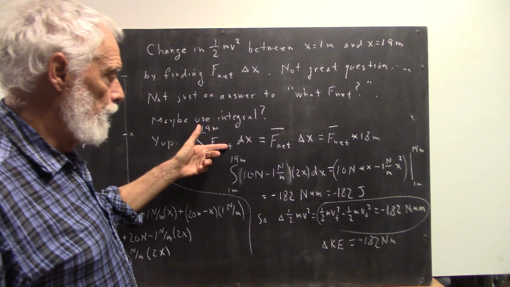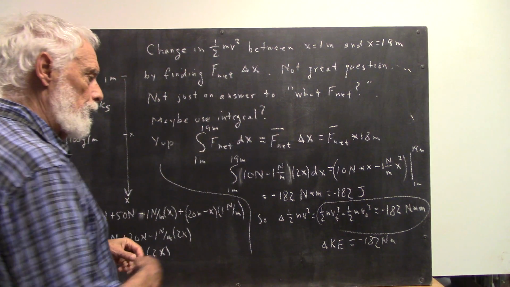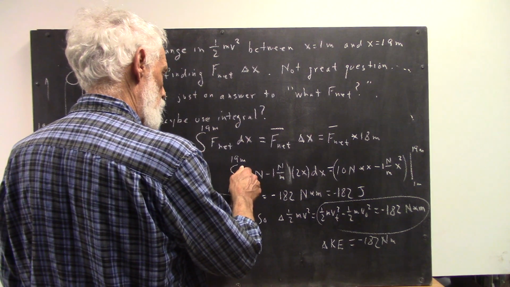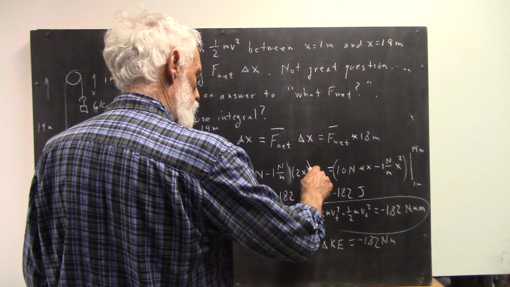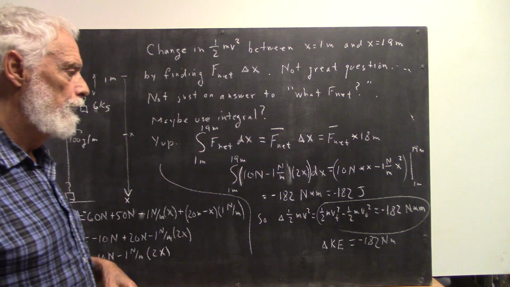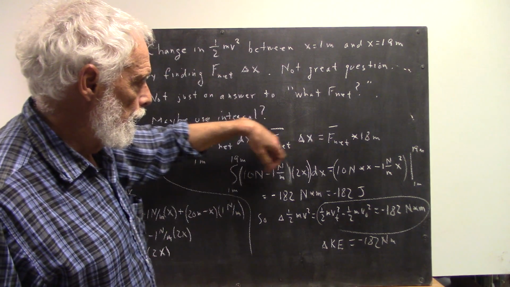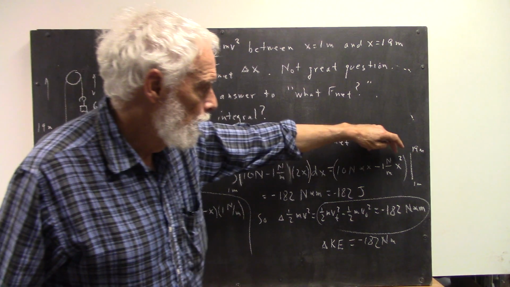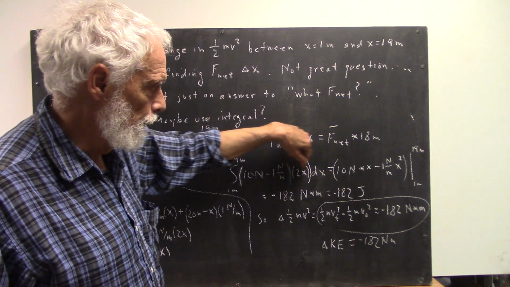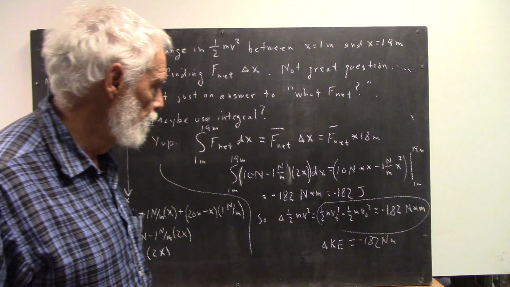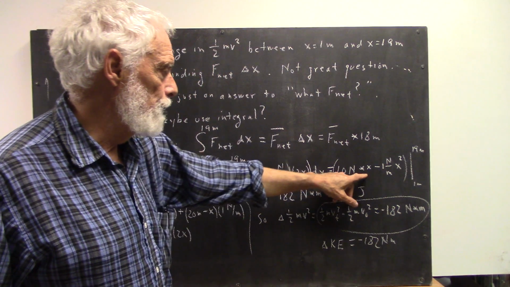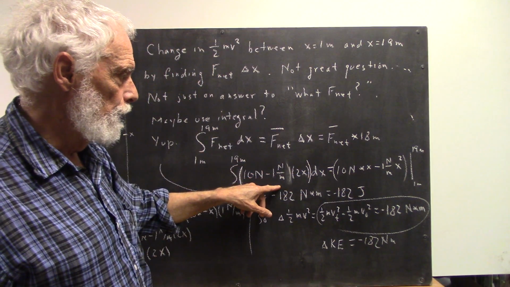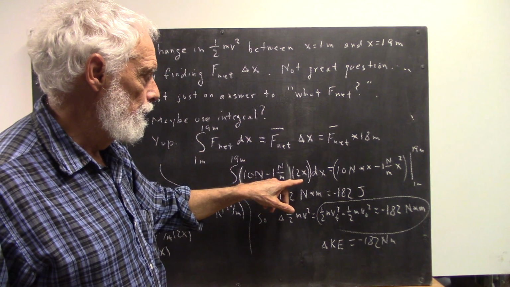Okay, so we integrate this, and of course we have to integrate the whole function. So I need parentheses here and here. And antiderivative of 10 newtons is 10 newtons times x. The antiderivative of x is 1/2 x squared, so the antiderivative of 2x is just x squared. So I get 10 newtons times x minus 1 newton per meter times x squared.